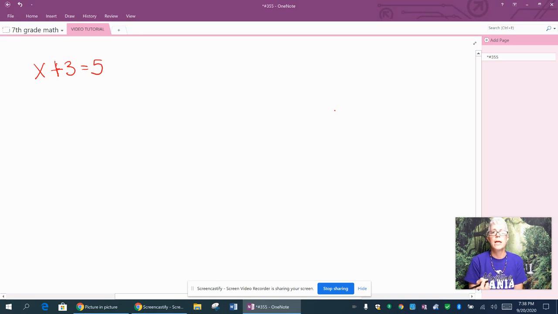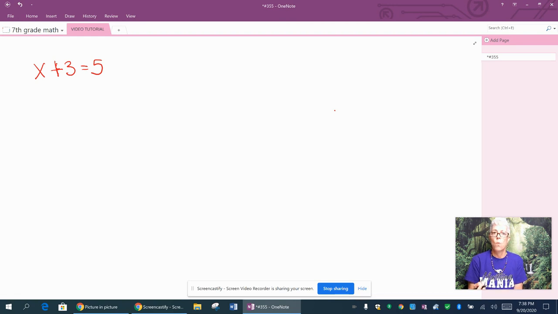I can use any letter I want for my variable. It's just a symbol for something we don't know, just like that box was a symbol for something you didn't know back when you were in the first grade. Other than that, it can be whatever you want. You can make it a smiley face if you wanted to. It's just a symbol to represent what you don't know.